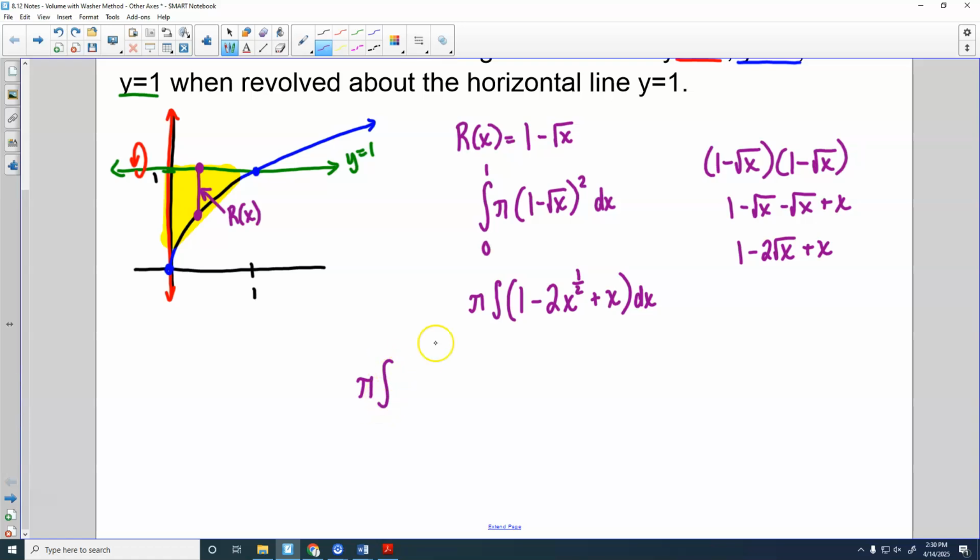So the limits are 0 to 1. When we integrate, actually I don't need my integral symbol anymore because I'm getting ready to integrate. We will have just x right here. Then we've got x to the 3/2. And then I've got to do 2 divided by 3/2. Dividing fractions is easy as pie. Flip the second and multiply. I'm going to get 4/3. So minus 4/3 x to the 3/2 plus 1/2 x squared.